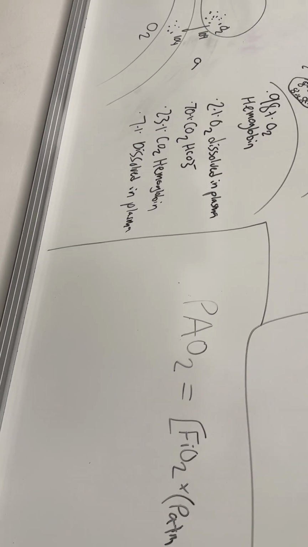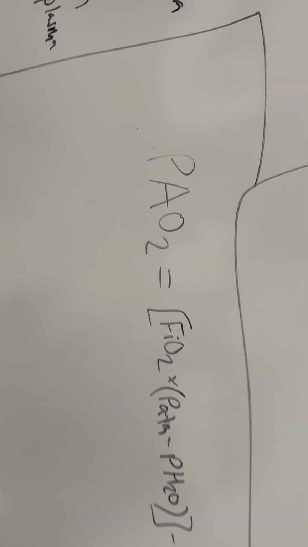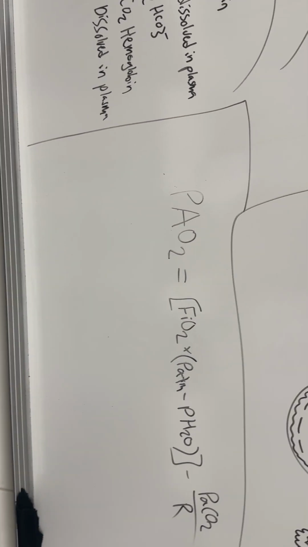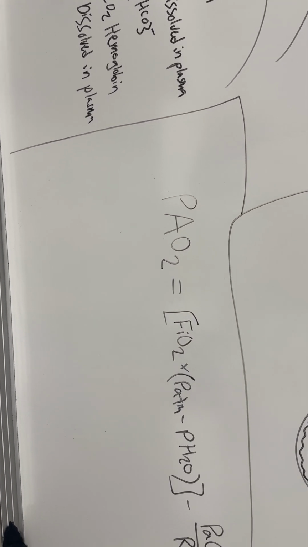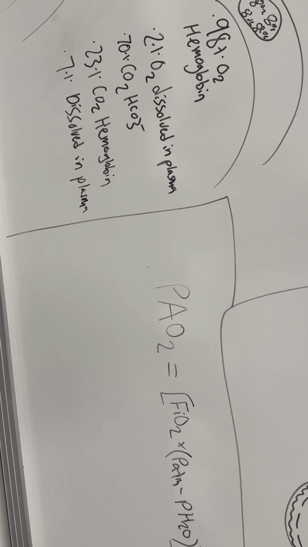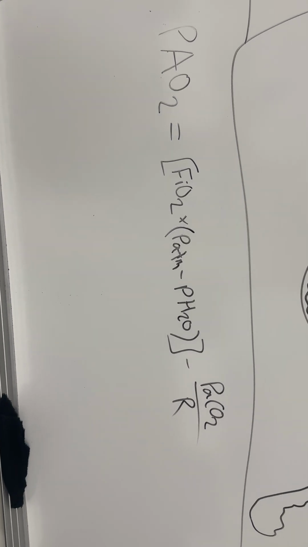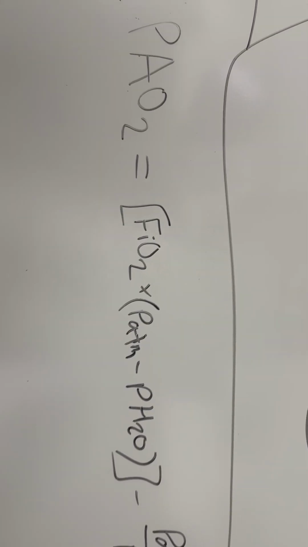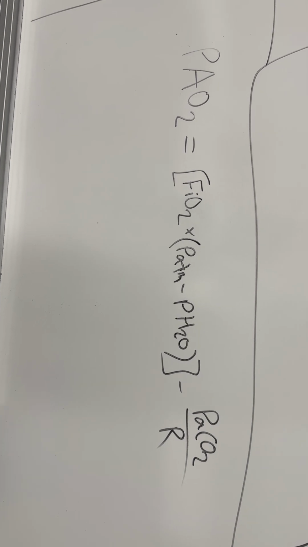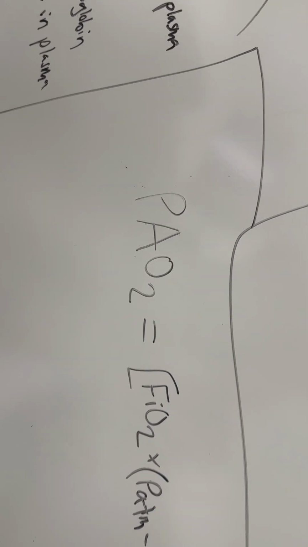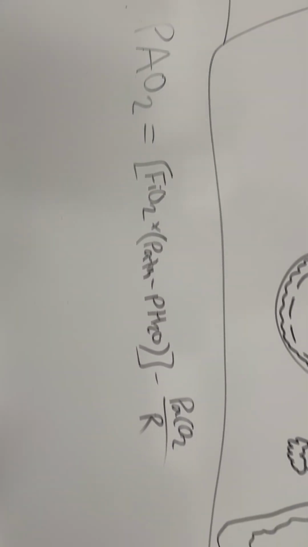So to explain this a little better, why this would be important clinically is for putting people on oxygen, right? So say somebody has a low PAO2, then what we can do is increase their fraction of inspired oxygen by putting them on supplemental oxygen to be able to increase that PAO2 so that we can better oxygenate the tissues, right?